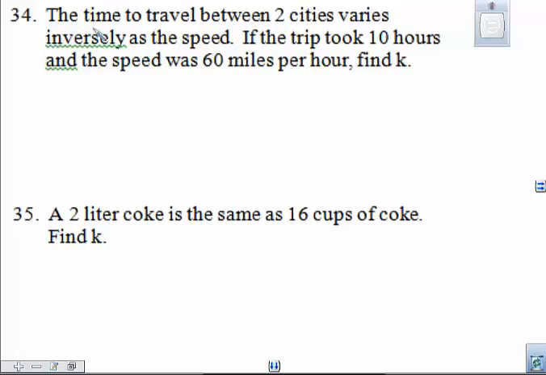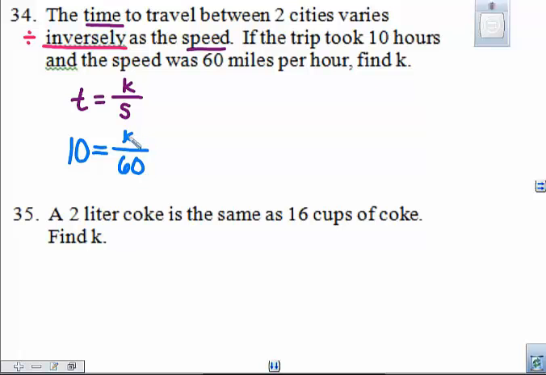So this one says that the time to travel between two cities varies inversely. So I just said inversely means we're going to divide, as the speed. So our variables are time and speed. So time is inversely, so k divided by our variable, which is speed, so we'll say s. And you're given values for those. A 10-hour trip, that's time, 10 hours. Okay, and the speed was 60 miles per hour.